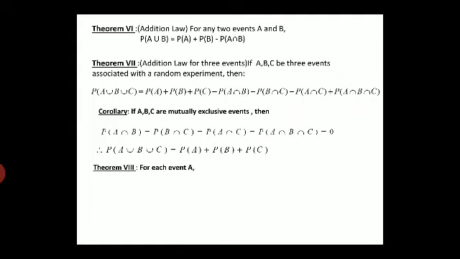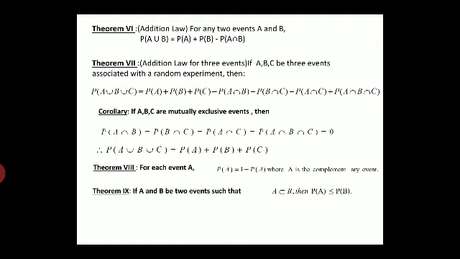Theorem 8, for each event A, probability of A bar equals 1 minus P(A), where A bar is the complementary event. Theorem 9, if A and B be two events such that A is a subset of B, then probability of A is less than or equal to probability of B. Theorem 10, if A is an event associated with a random experiment, then 0 is less than or equal to P(A), which is less than or equal to 1.